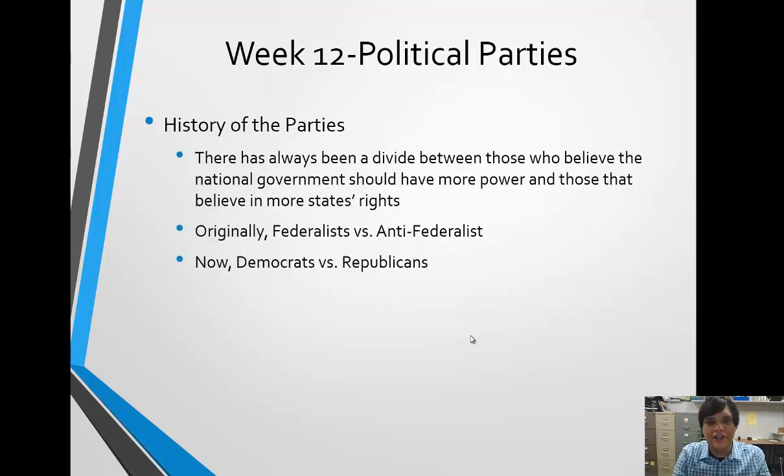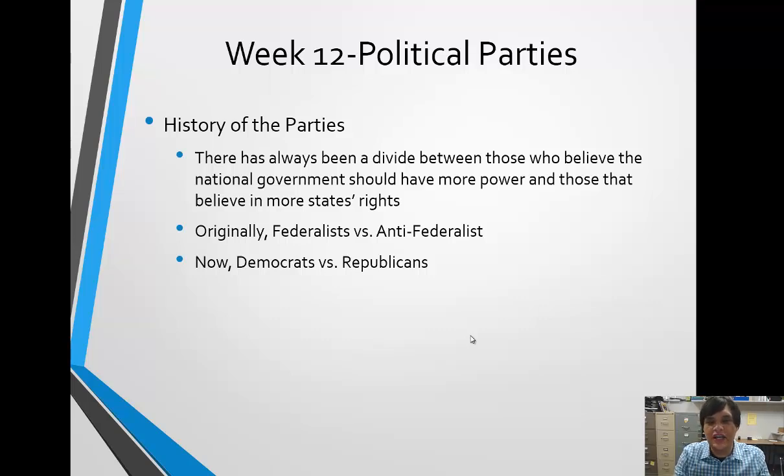The history of the parties, real quick, we briefly went over this. There has always been a divide between those who believe that the national government should have more power and those who believe more in states' rights. If you want to put this in modern day terms, those who believe that the national government should have more power are usually the liberals or the Democrats, and those who believe more in states' rights are usually the conservatives or the Republicans, or it's manifested in the Republican Party, I guess I should say, or manifested in the Democratic Party.